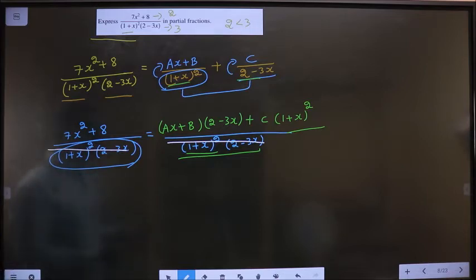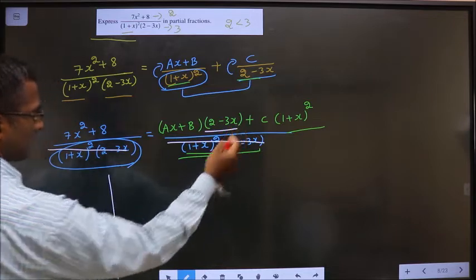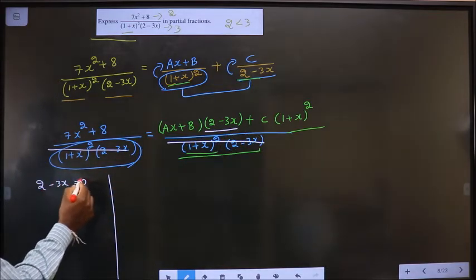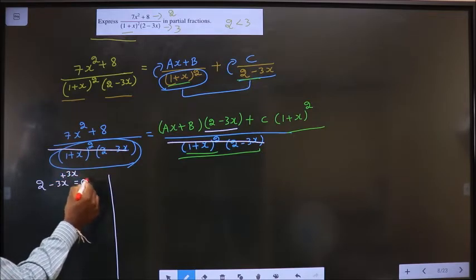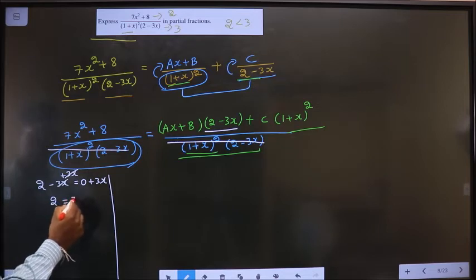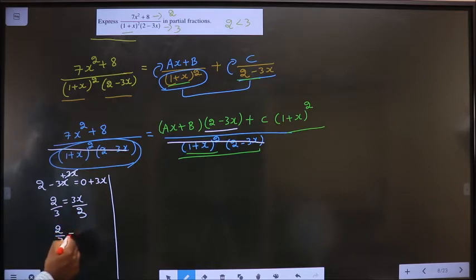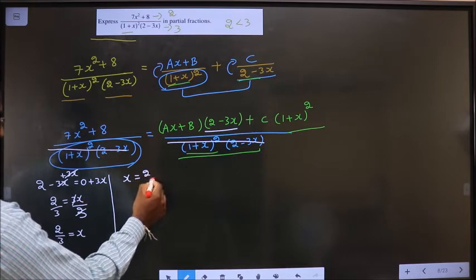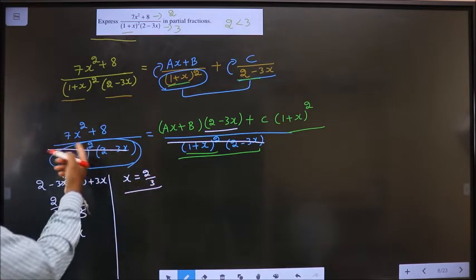How do I take different values of x? First, we should make the bracket 0. So let us make this bracket 0. So 2 minus 3x is equal to 0. Add 3x on both sides. So this will be gone, 2 equal to 3x. Now divide by 3. So 2 by 3 is equal to x. So the first value for x that you should take is 2 by 3. Put, what do I get?